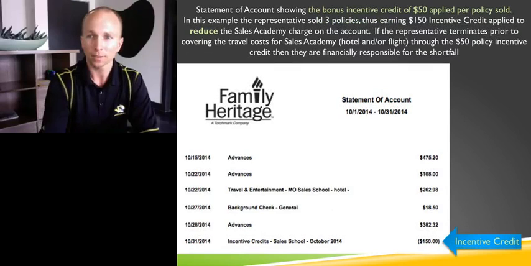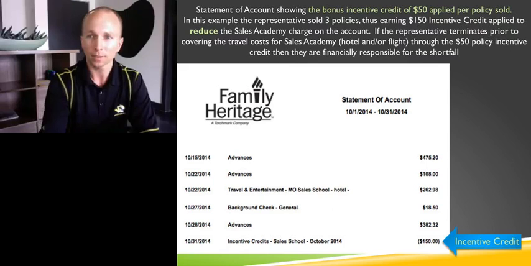And so this is the slide showing, again, the same statement of account, and it's showing how that charge is over time eliminated, so it's completely credited back and taken off of that corporate account. Therefore, when that full credit through the incentive is achieved, the new representative received the hotel and the flight, or just the hotel, or a combo of both, at essentially no cost out of their pocket, and that credit was applied to their account, therefore eliminating that charge. And it's all done through a Family Heritage incentive bonus.